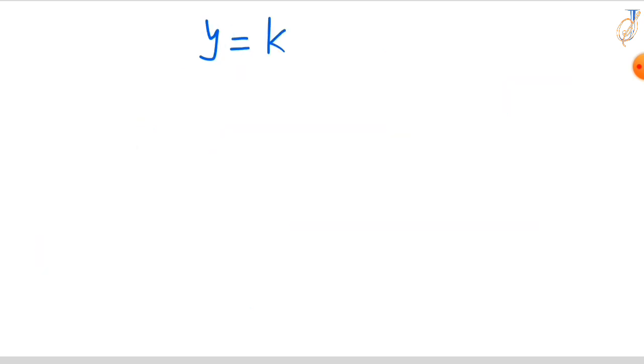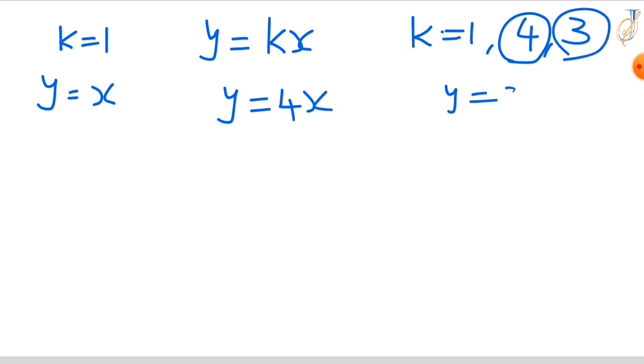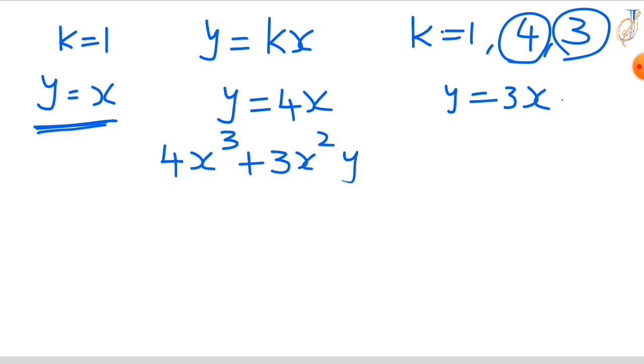We consider y equal to kx. So k values are 1, 4, 3. So if we substitute k equal to 1 here, we will get 1 times x, which is x. If you substitute k equal to 4, then you will get 4x. If you substitute k equal to 3, we will get y equal to 3x. Now we substitute into our original equation, that is 4x raised to the power of 3 plus 3x raised to the power of 2 y plus y raised to the power of 3, that is equal to 8.